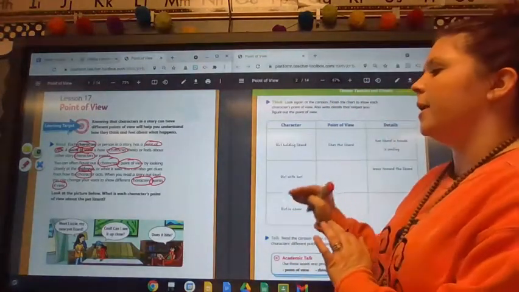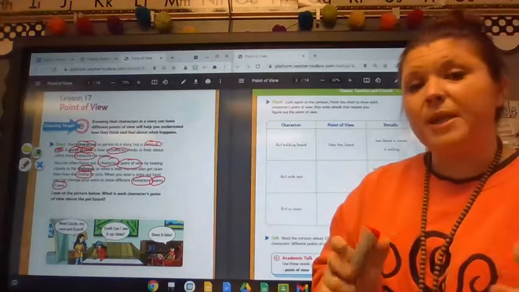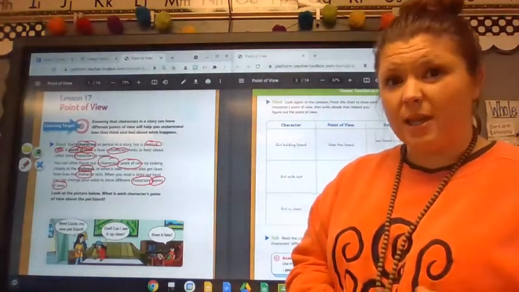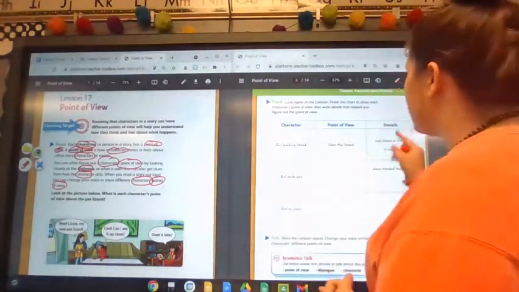So now we're going to organize the three different characters based on their dialogue, their actions, and how they think or feel.